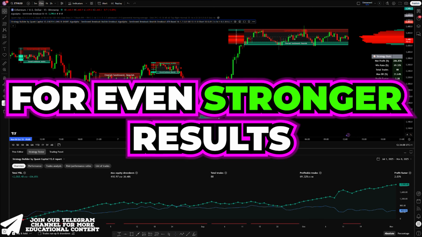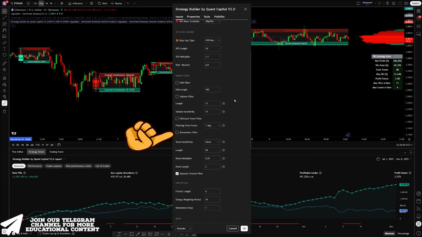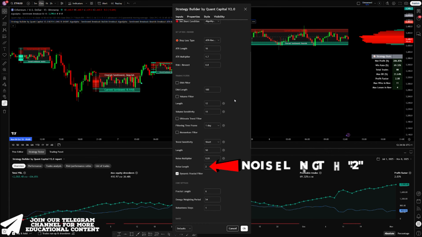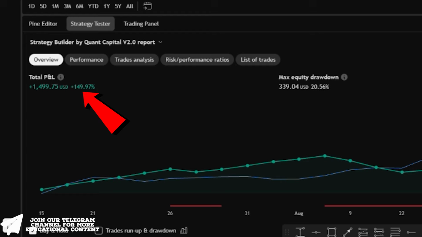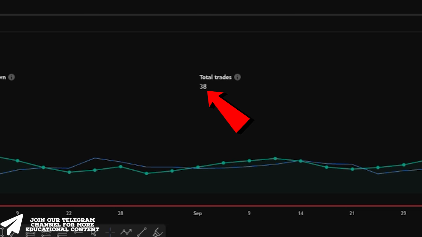For even stronger results, turn on Quant Builder's built-in momentum filter with a noise length of 2, along with the EMA filter set to 100. Voila! We boosted the win rate to nearly 80% and received a 150% profit from just 38 trades.